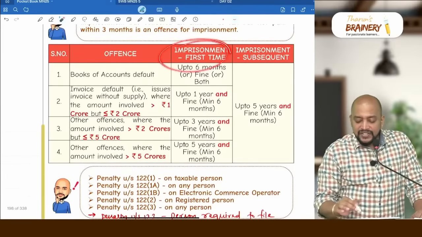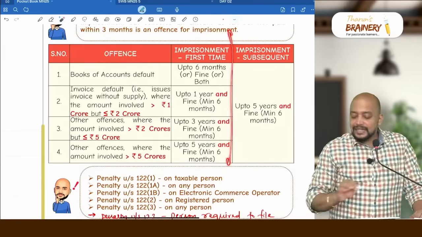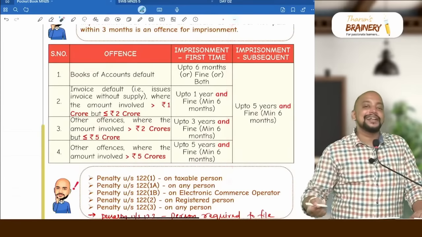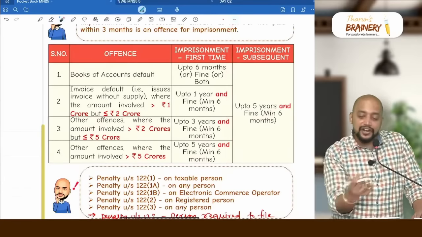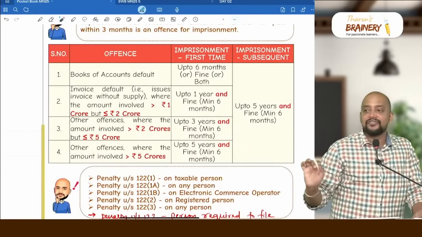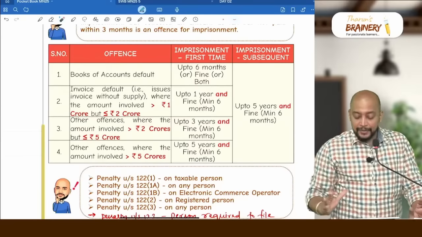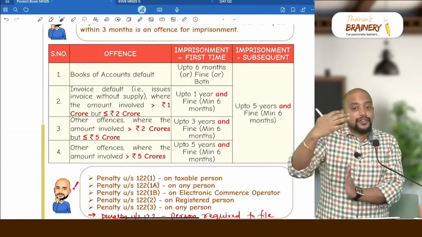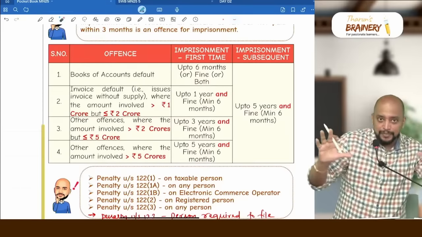And all this is for the first time. Subsequent, there is no more discussion. You are already a senior, so why do we need to differentiate how much offence you did? Senior always up to 5 years and fine. Minimum 6 months.